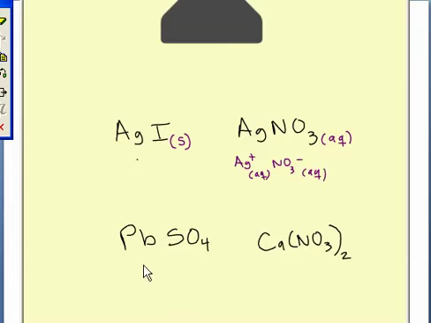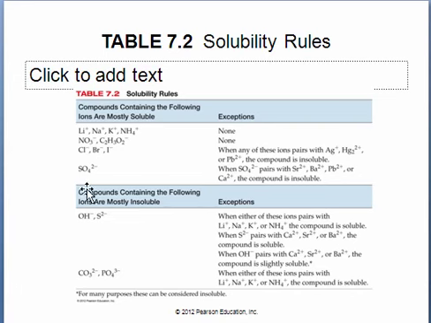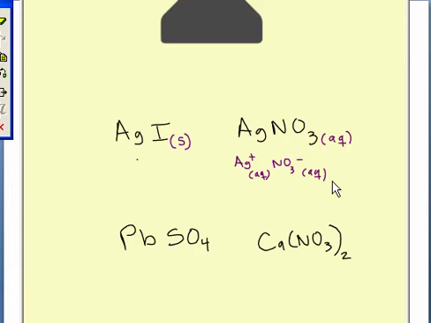Now let's look at our next example, lead sulfate. If I look over here, I don't see lead, but I do see sulfate. Sulfate is in the soluble section, except when it's paired with one of these 4 cations. And we see that lead is one of the exceptions, so lead sulfate is going to be a solid.